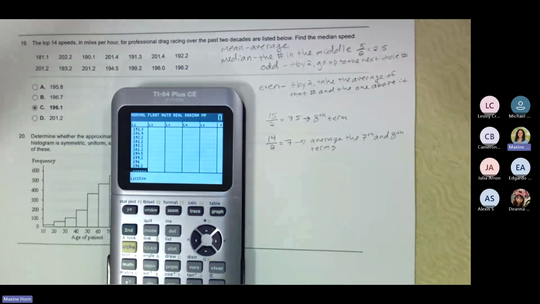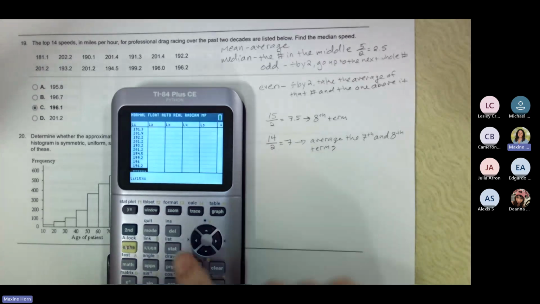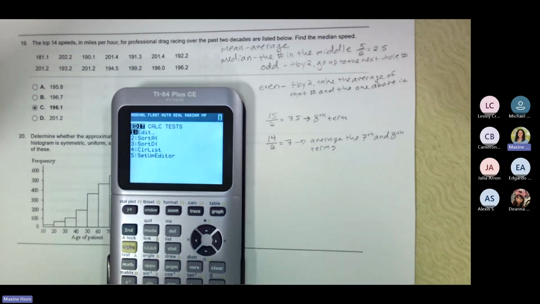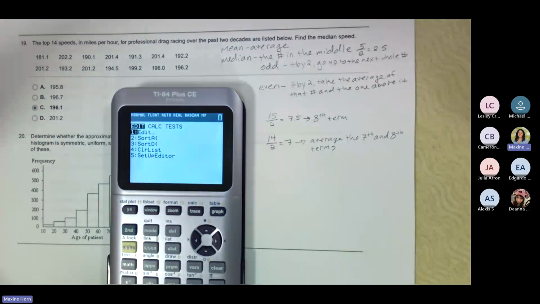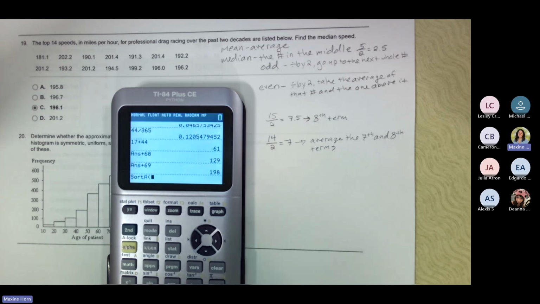Okay, so I've put all the numbers in. Now I'm going to tell the calculator to sort it. I'm going to go back to stat, that stat button. But this time you'll notice under edit, I have sort A and sort D. That's sort ascending and sort descending. We want to sort ascending, so the smaller numbers are at the top and then they get bigger as they go. So we're going to arrow down to there and hit enter.